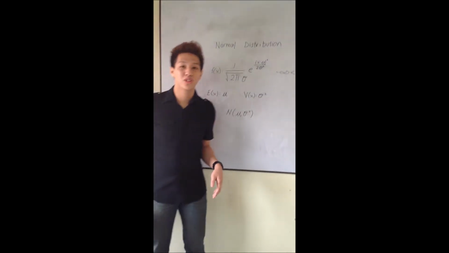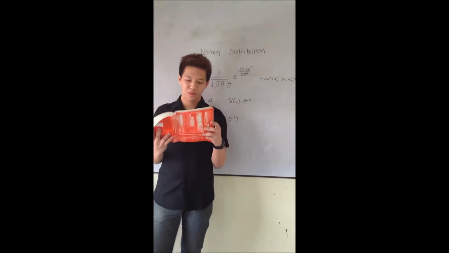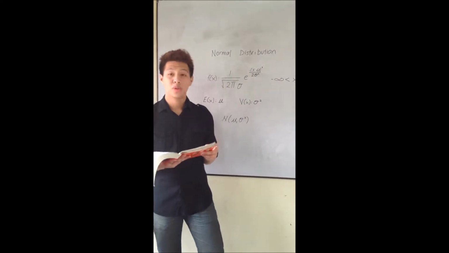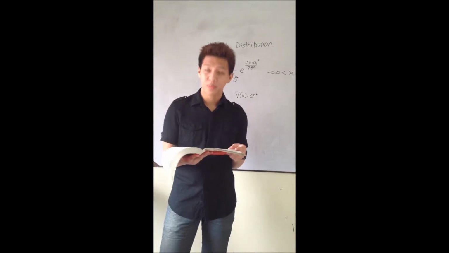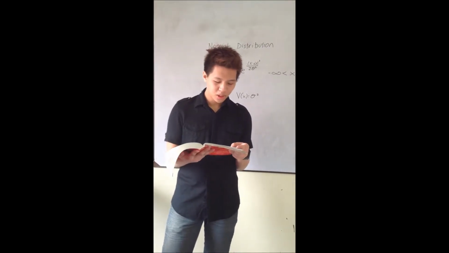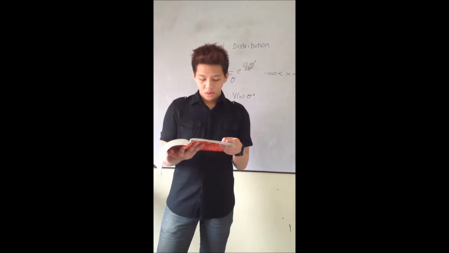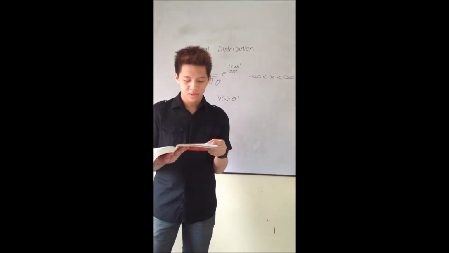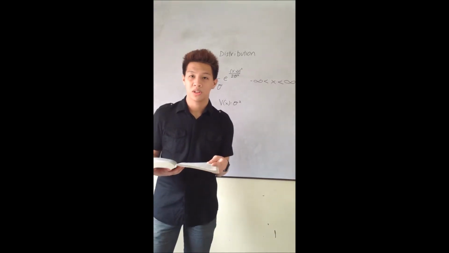Okay, so normal distribution. According to our book here, undoubtedly the most widely used model for the distribution of a random variable is the normal distribution. Whenever a random experiment is replicated, a random variable that equals the average or total result over the replicates tends to have a normal distribution as the number of replicates becomes large.